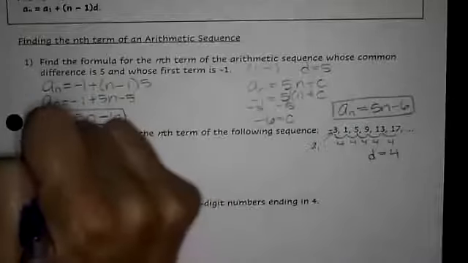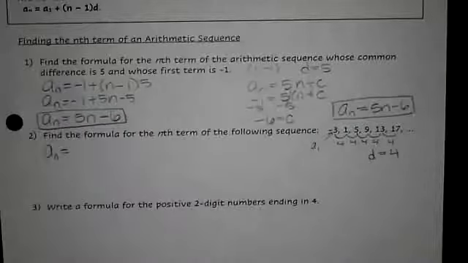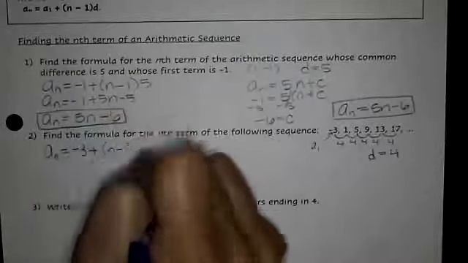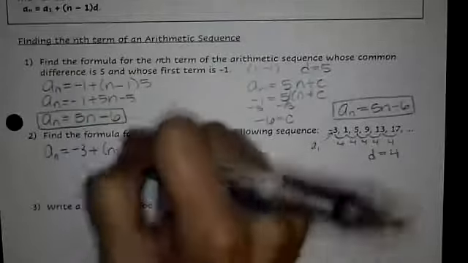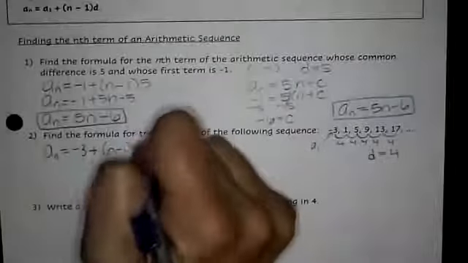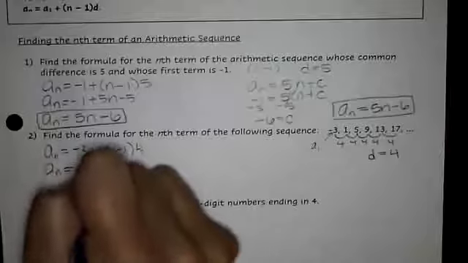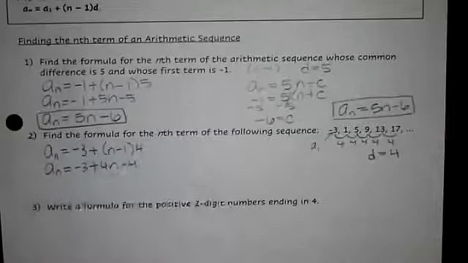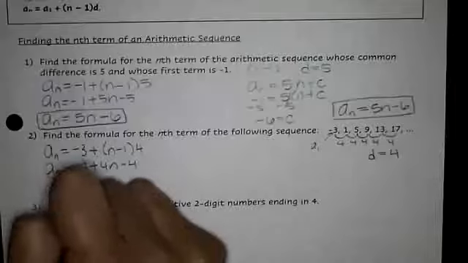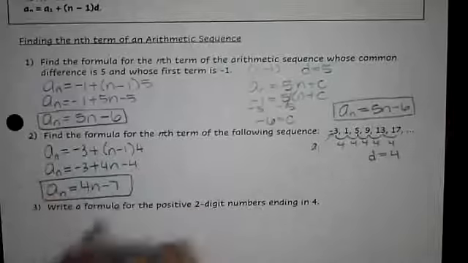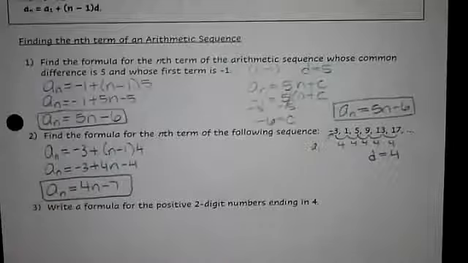So to write our equation, we get A sub n equals -3, which is our A1, plus n minus 1 times D, and D is 4. We distribute, and we combine our like terms. And there is our formula for this sequence.